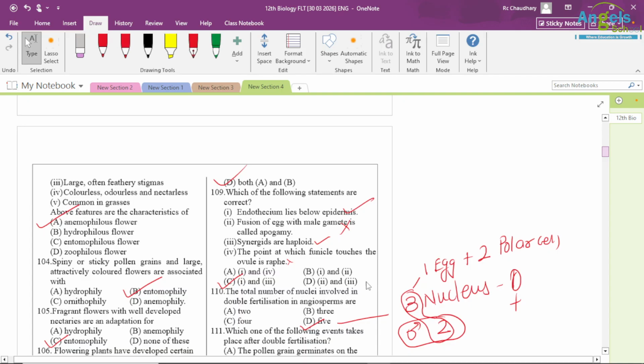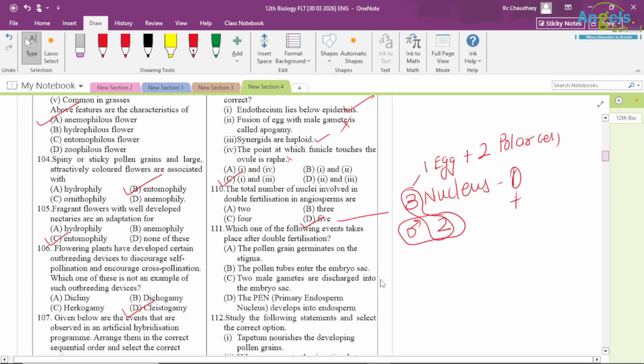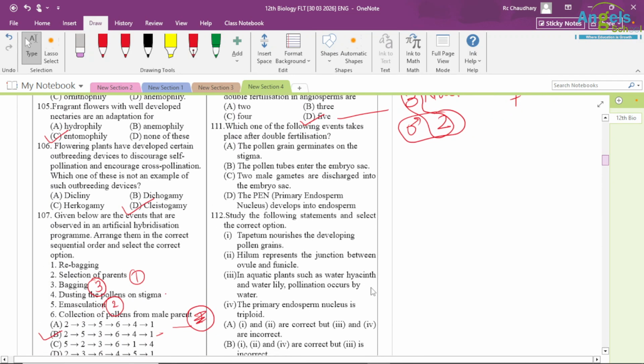Question number 111. Which of the following events take place after double fertilization? Okay, so after double fertilization we have embryo development and endosperm development. Okay, so option D is correct here. PEN, primary endosperm nucleus, is developed into endosperm.